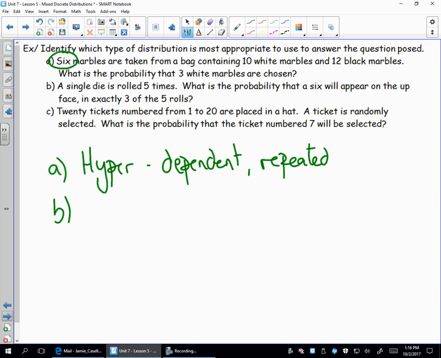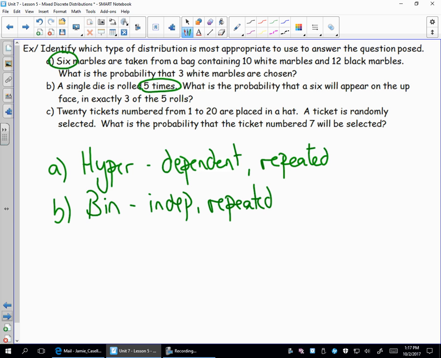Okay, let's try B. A single die is rolled 5 times. We did it more than once. What's the probability that 6 will appear on the up face in exactly 3 of the rolls? If I do it more than once, it's binomial or hypergeometric. Does the probability stay the same, or does it change? What I got the first time has no effect on the next roll. So this is the binomial one. These trials are independent and repeated.